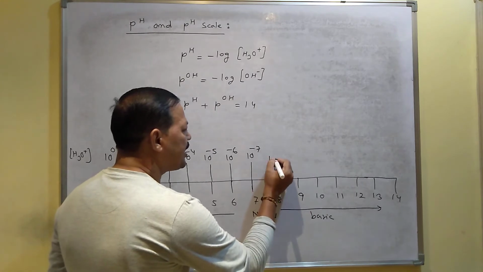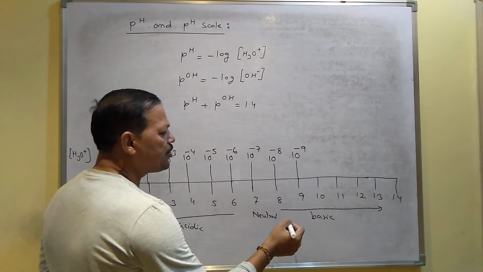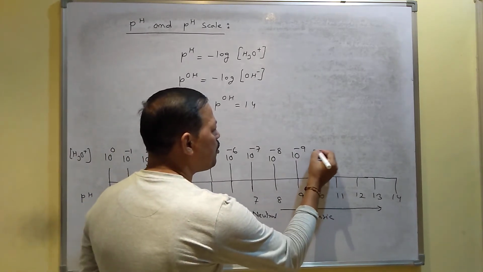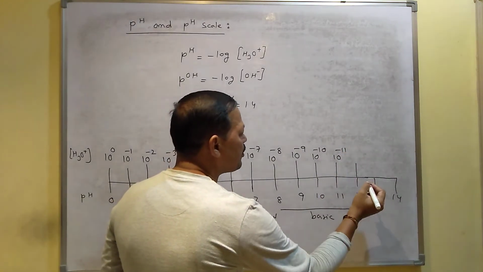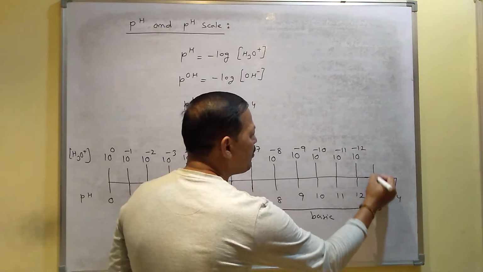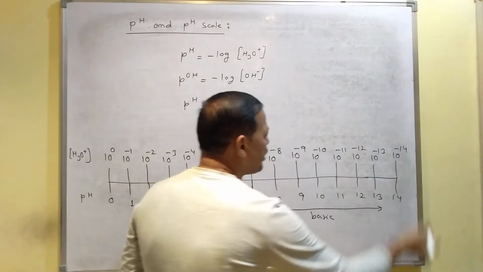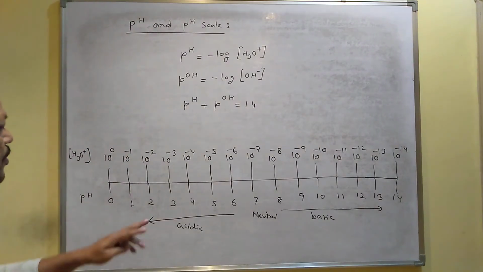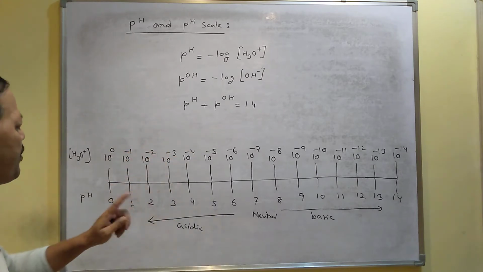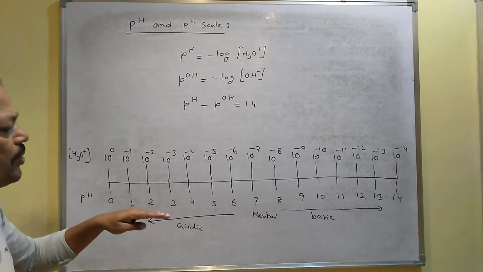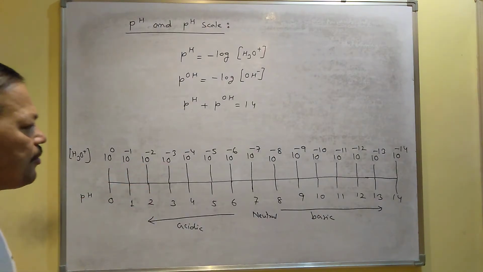For 10 to the power minus 8, pH value will be 8. 10 to the power minus 9 concentration of hydronium ion gives pH 9. 10 to the power minus 10 will give 10. 10 to the power minus 11 will give 11 value. 10 to the power minus 12, 10 to the power minus 13. And for 14 it will be 10 to the power minus 14. So this is the scale of pH. pH value mainly depends on the concentration of hydronium ion. Based on the concentration of hydronium ion, you will get the pH value, and from the pH value you can identify whether a solution is acidic, basic or neutral.